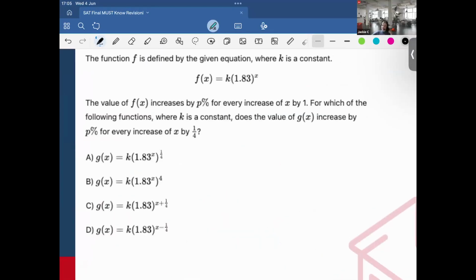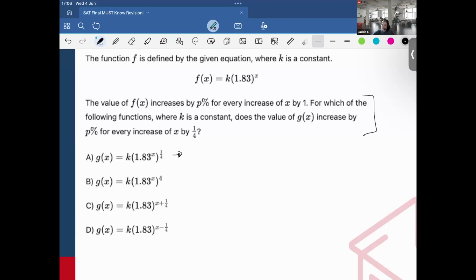Okay, so let's look at this one. The function f is defined by the given equation where k is a constant, f of x equals k times 1.83 raised to the x power. The value f of x increases by p% for every increase of x by 1. For which of the following functions, where k is a constant, does the value g of x increase by p% for every increase of x by 1/4? So basically, when I increase x by 1/4, the output multiplies by 1.83. That's basically what I need to see.